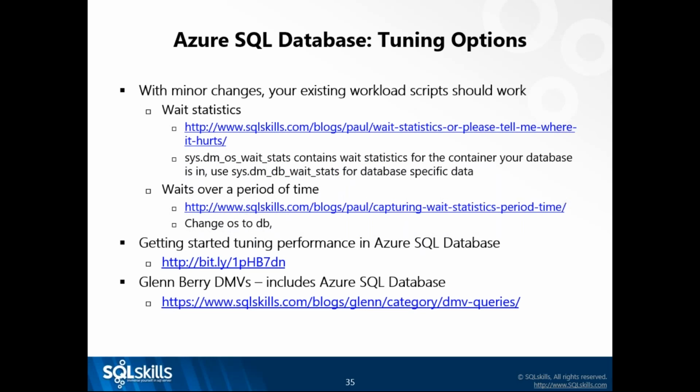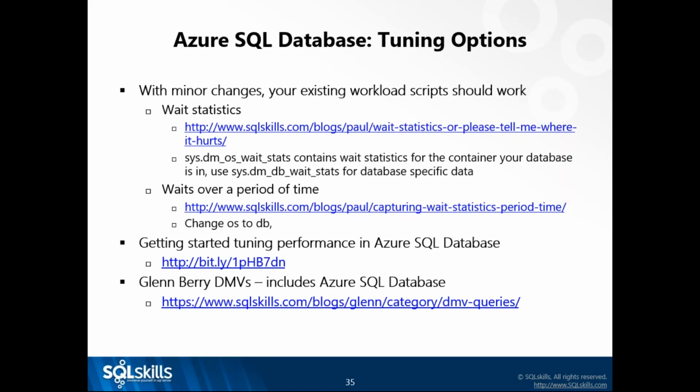Similar with your wait statistics, sys.dm_os_wait_stats, that contains the statistics for the container. With Azure SQL Database, we have a new DMV, sys.dm_db_wait_stats, and that's database specific. So I took Paul's wait statistics, or please tell me where it hurts, I changed from the sys.dm_os_wait_stats to sys.dm_db_wait_stats. So it still filters out all the benign waits and it works beautifully. And same thing with the wait stats over a period of time.